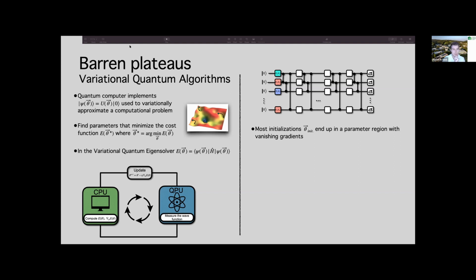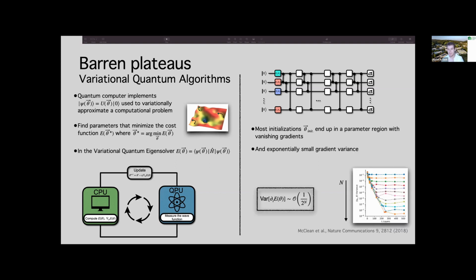And so it turns out that for this ansatz and also a large class of ansätze, when you initialize your algorithm in this parameter space, most initializations end up in a region with vanishing gradients. And not only vanishing gradients, you also have an exponentially small gradient variance. So in this large parameter space, you're basically in a completely flat region most of the time. And one of the first works that explored this was from McClean back in 2018, where they analytically showed the scaling that in the Barren Plateau your gradient variance vanishes exponentially.